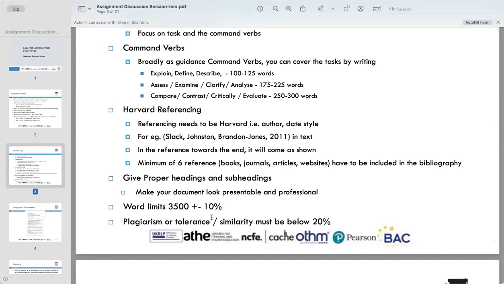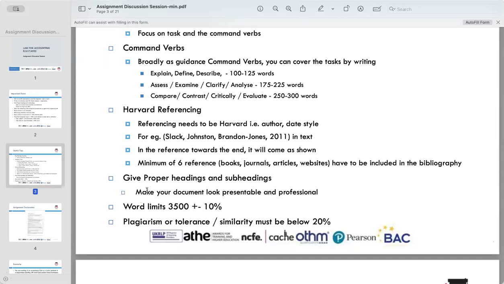I'm asking about the minimum. There's no maximum limit, and there's no strict minimum, but at least you should write 3,000 words. Okay. This criterion is not set by the university; it's a criterion set by IFA, you know that. Normally they don't check your assignment, but sometimes they go through your assignments as well, so they might ask you. Exactly, no problem.